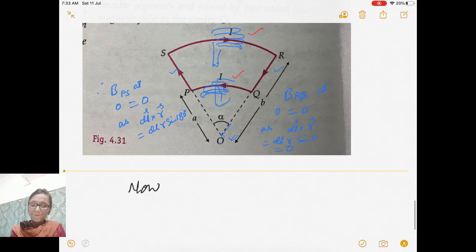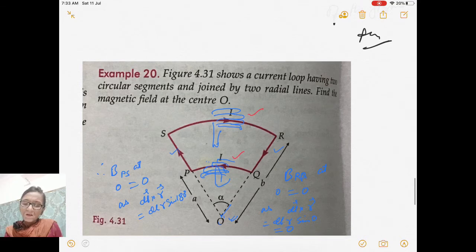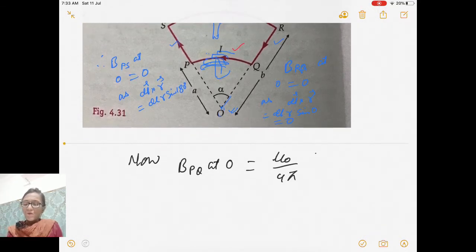Now, B due to PQ at O is equal to mu naught upon 4 pi, and here you have to write angle in radian. So you will be converting this angle alpha, alpha radian angle, into I upon R. This distance is A.